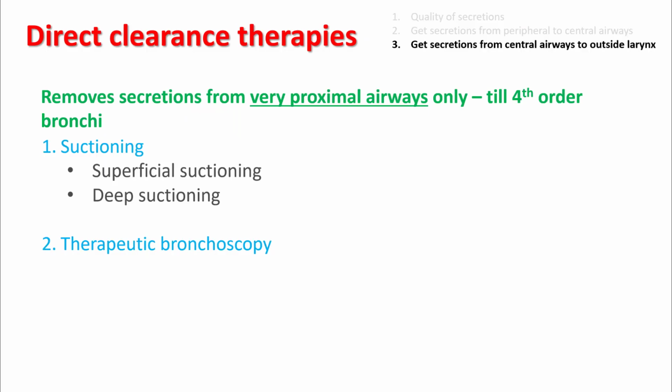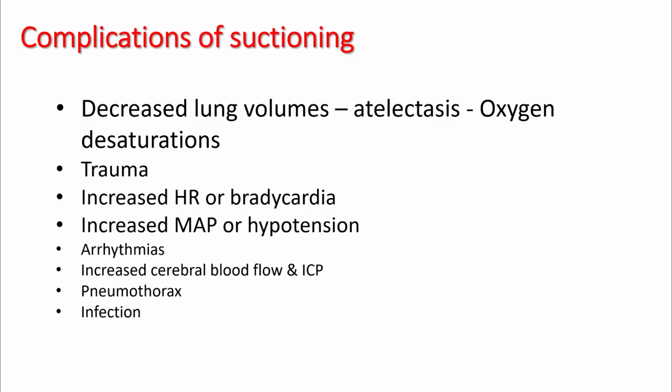So as we learned before, there are two ways of direct clearance therapies. One is suctioning and other is therapeutic bronchoscopy. One of the things to understand is using suctioning, you can only remove secretions from the very proximal airways. The distal airways cannot be cleared using this method. Before we start, let's understand the complication of this procedure.